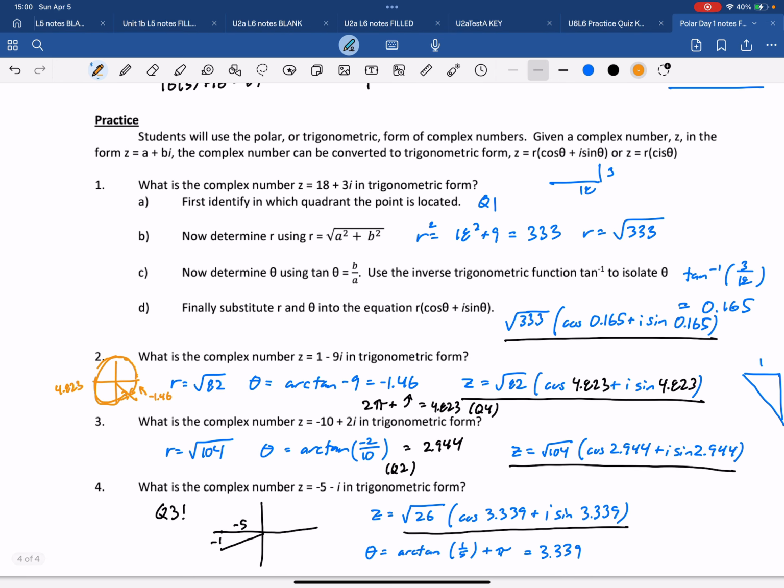And the last one, negative 5 minus i. So we're going to move left and down, in quadrant 3. The radius is going to be the square root of 26. And then take the arctan of that. I did that here, and I added pi because I wanted to go in quadrant 3. So I got 3.339.